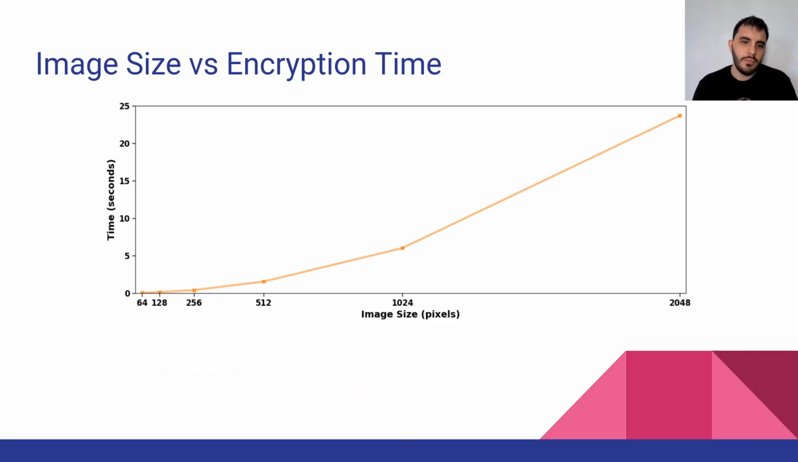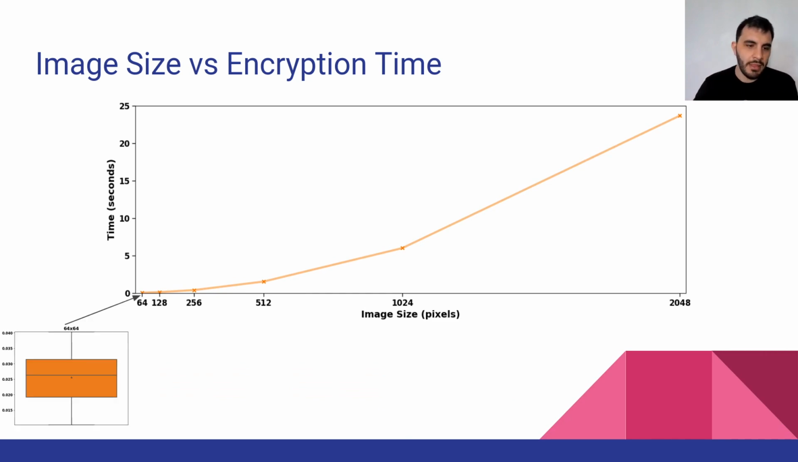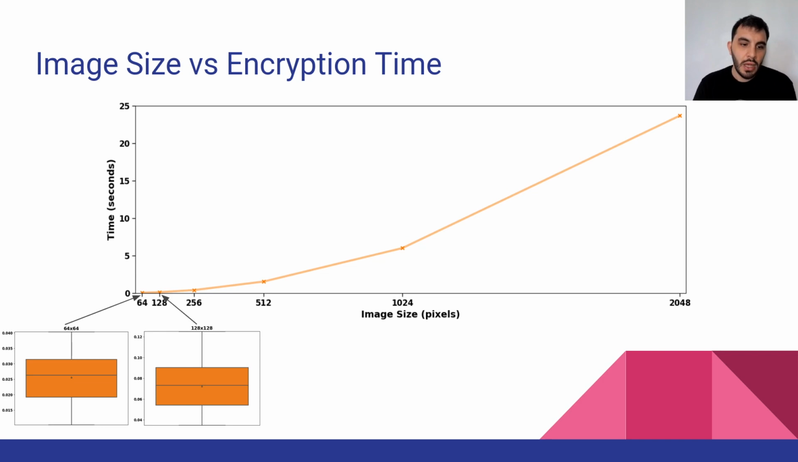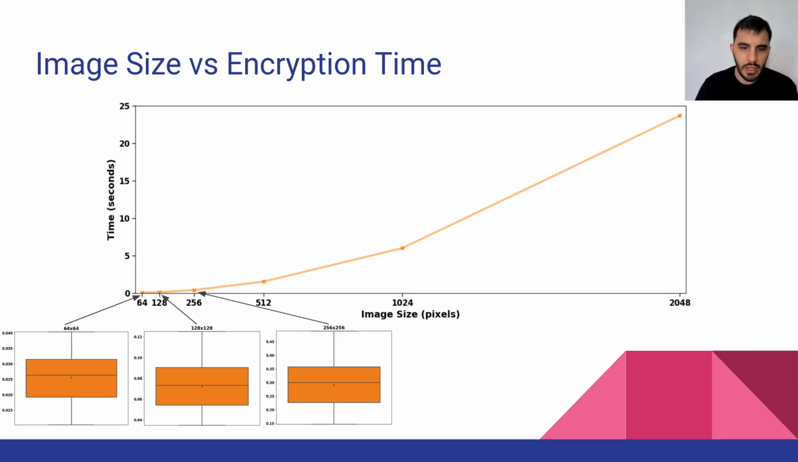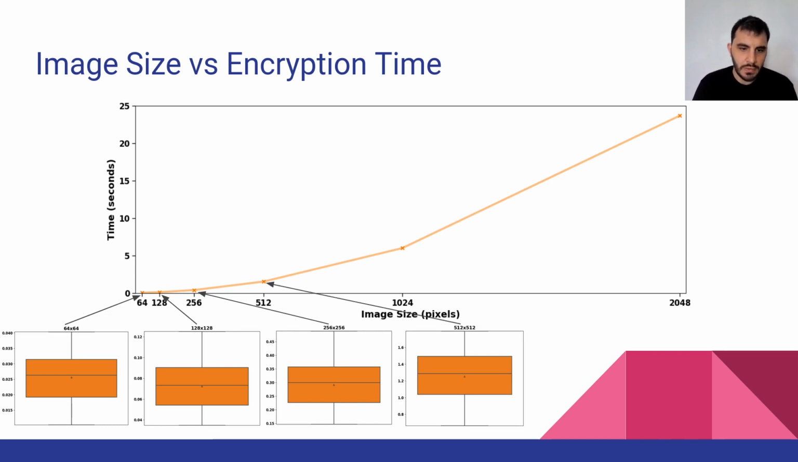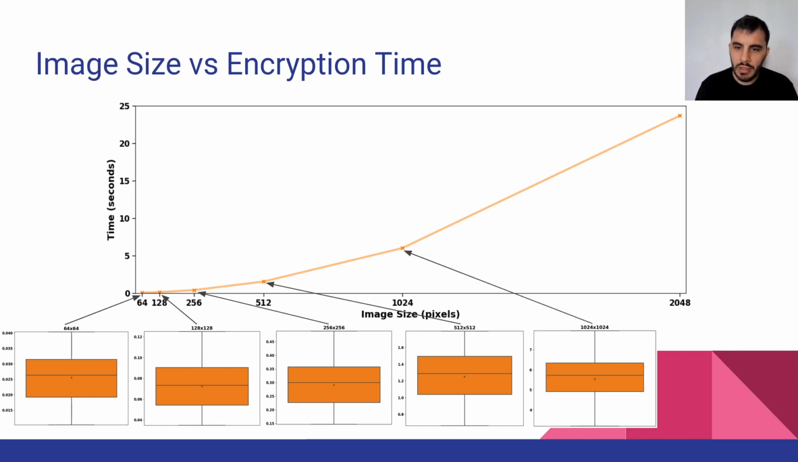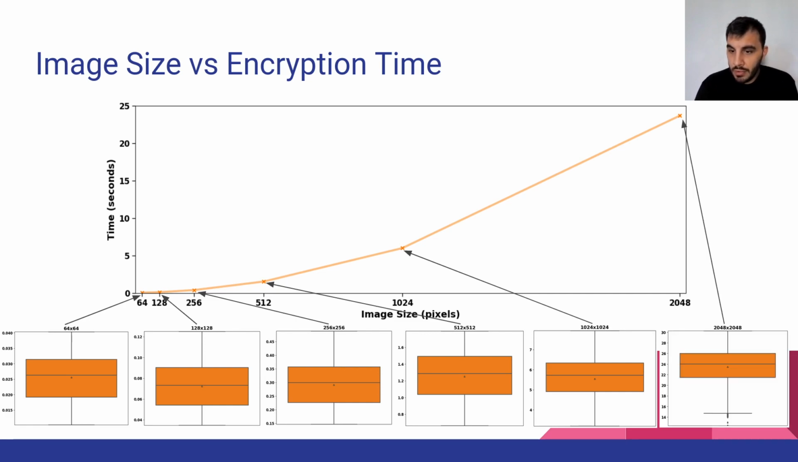If we consider the second method, we see very similar results, so it's not method bound. We have the encryption time for 64 by 64 images being 0.025 seconds, again close to 0.08 for 128 by 128. For 256 by 256, around 0.3 again. 512 by 512 is almost 1.3, again almost 5 seconds for 1024 by 1024, going up to 24 seconds for 2048 by 2048.